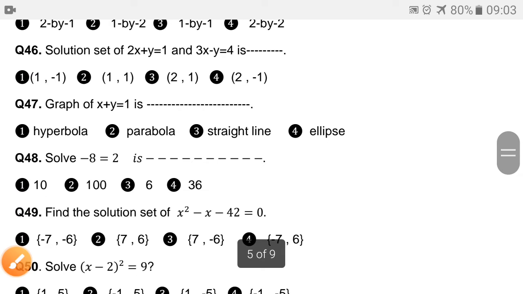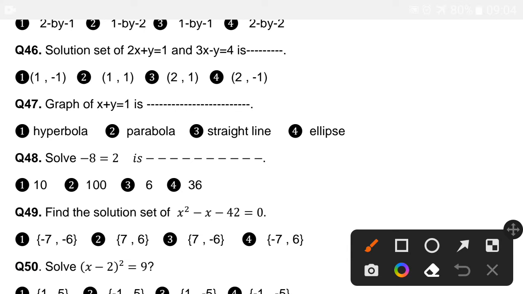Question number 47 is: the graph of x plus y equals 1. This is a linear equation, and the graph of a linear equation is always a straight line. If it was a quadratic equation, or a degree 2 equation, then the graph would be a parabola. In this case, it is a straight line.